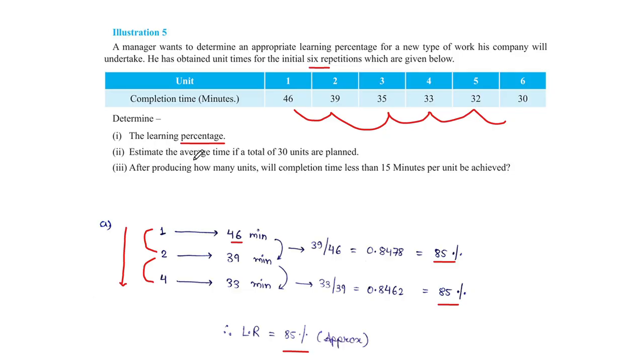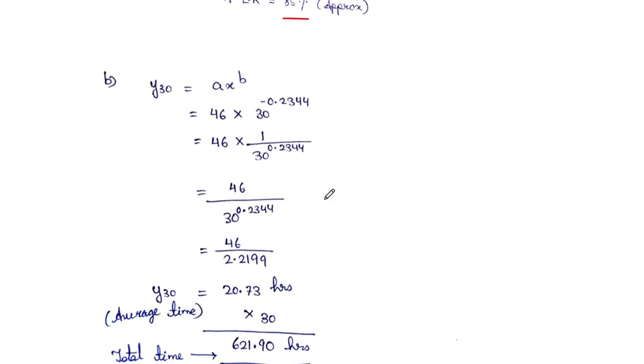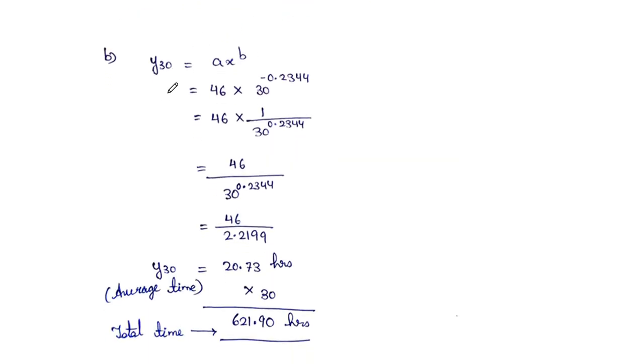Second part, estimate the average time if a total time of 30 units are planned. So here we need to find the average time and total time of 30 units. So coming to the second part, here we need to find y30. Formula is a into x to the power b. Here time taken for first unit is 46 minutes. 46 into 30 because we are finding time for 30 units. 30 to the power minus 0.2344. It is the ratio of the 85% learning curve.